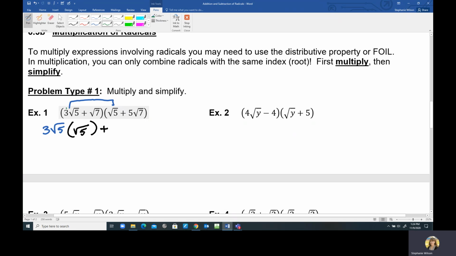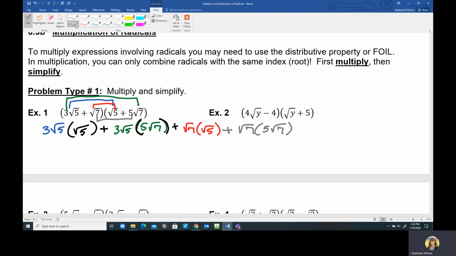Next, I'm going to take my outers. So now I have 3 square root of 5 times 5 square root of 7. And I'm going to go ahead and put my plus here. Now let's do the inners. I got square root of 7 times the square root of 5. And then our last. So now plus we have the square root of 7 times 5 square root of 7.